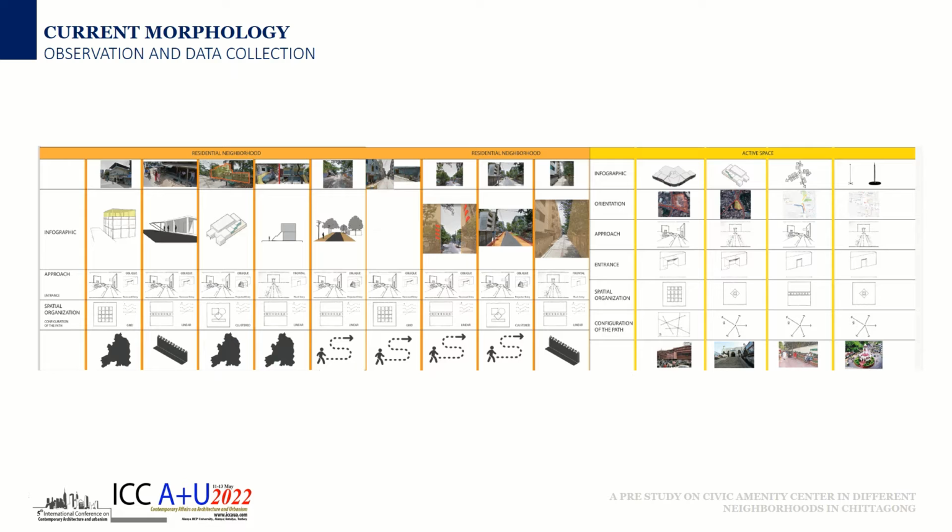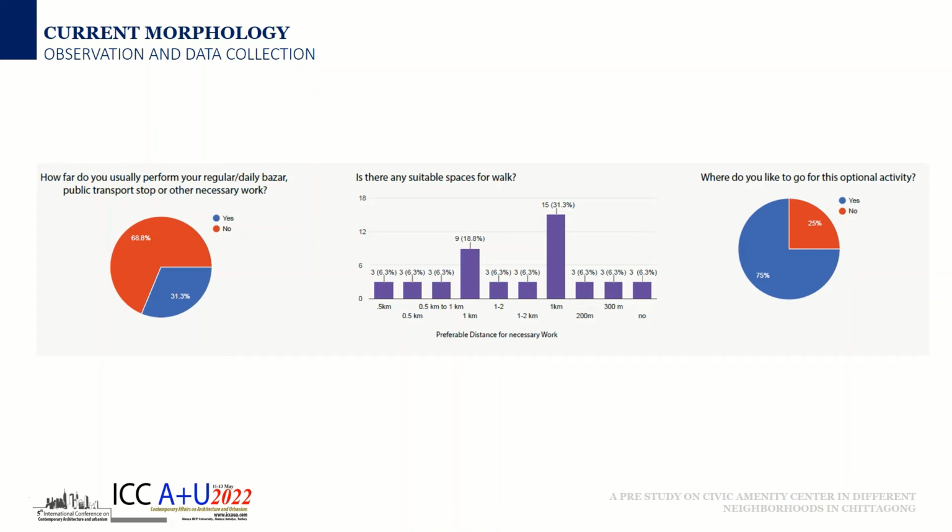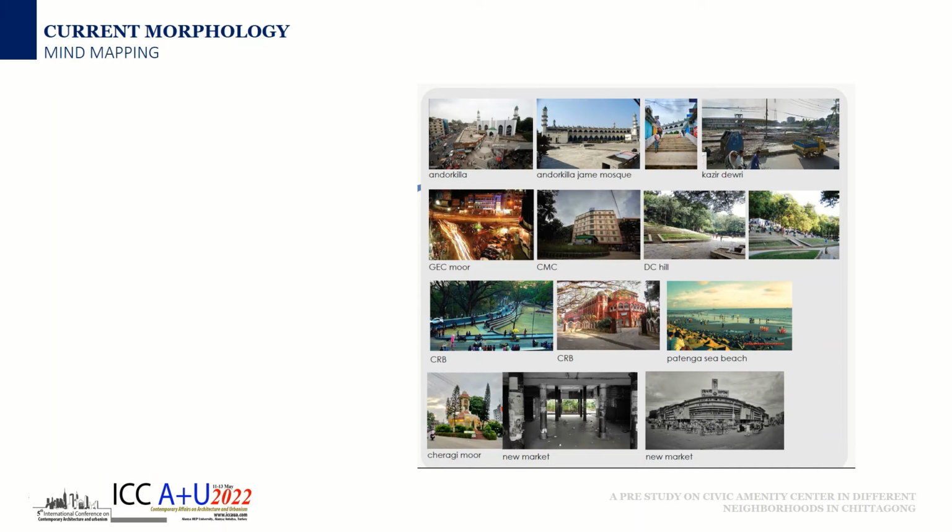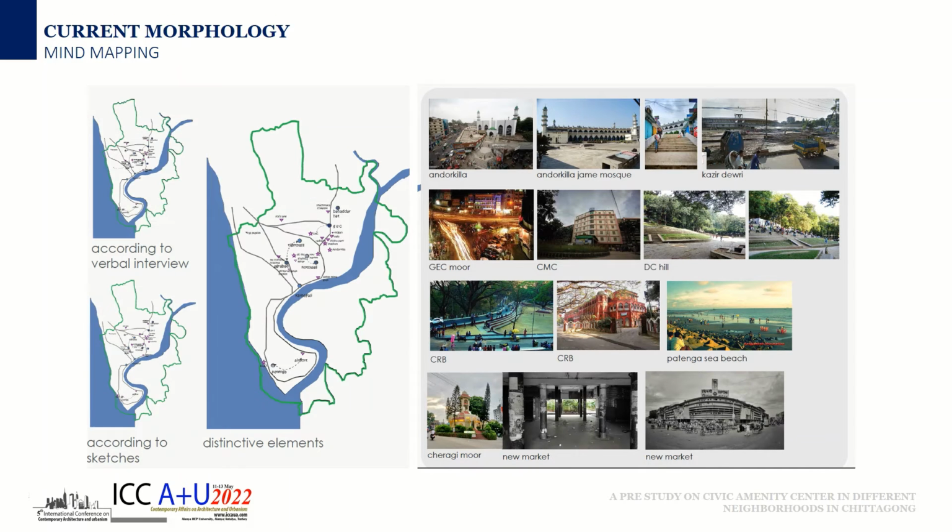From observation and data collection, we have sketched the infographic, orientation, approach, entrance, spatial organization, and configuration of path. We have done a physical questionnaire as well to understand the requirements of amenity centers. With the help of verbal interviews and sketches, we have made a mind mapping and that shows the proximity of distinctive elements.